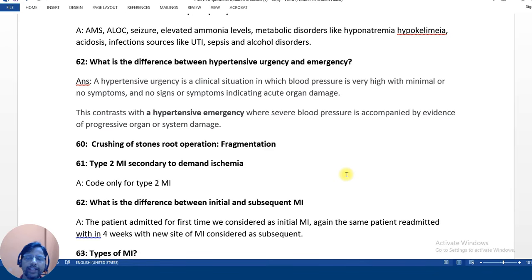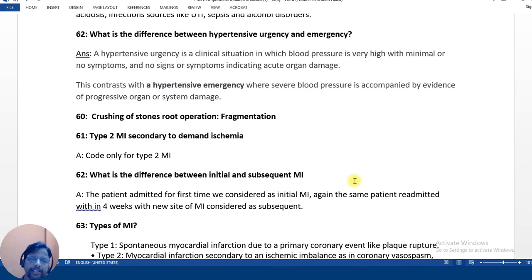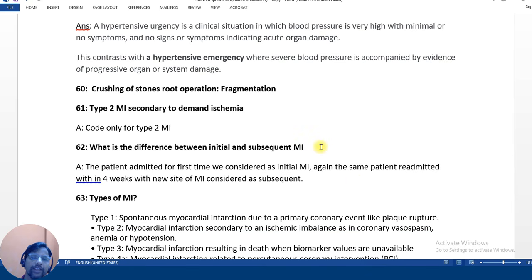What is the difference between hypertensive urgency and emergency? A hypertensive urgency is a clinical situation in which blood pressure is very high with minimal or no symptoms and no signs or symptoms indicating acute organ damage. In contrast, hypertensive emergency is where severe blood pressure is accompanied by evidence of progressive organ or systemic damage. In hypertensive urgency, you can't see any type of organ damage, whereas in hypertensive emergency, you can see the organ damage.